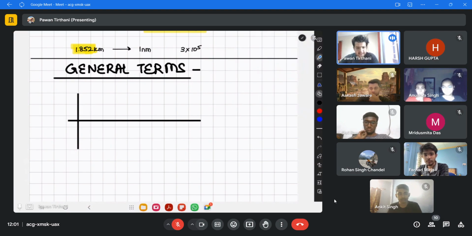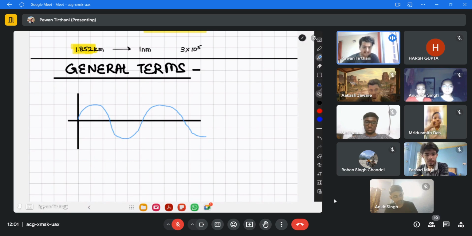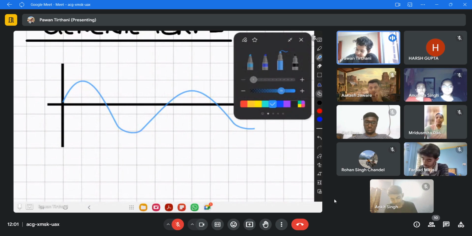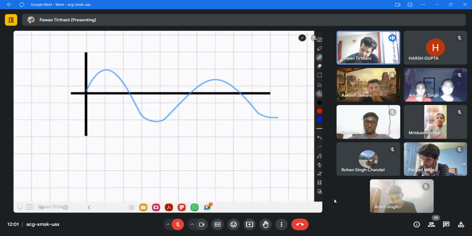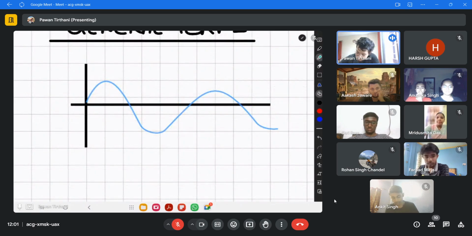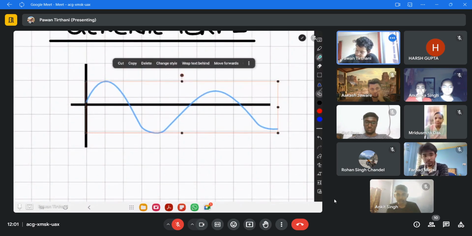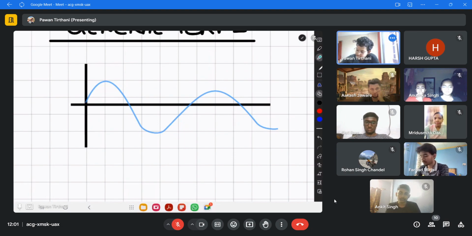Okay, so let's say I have a wave. This is an axis, right? Let's draw a wave. We all know this thing by the name of a sine curve. What is a sine curve? Basically something that starts from the origin, goes to a positive amplitude, its positive maxima. This is the maximum displacement.